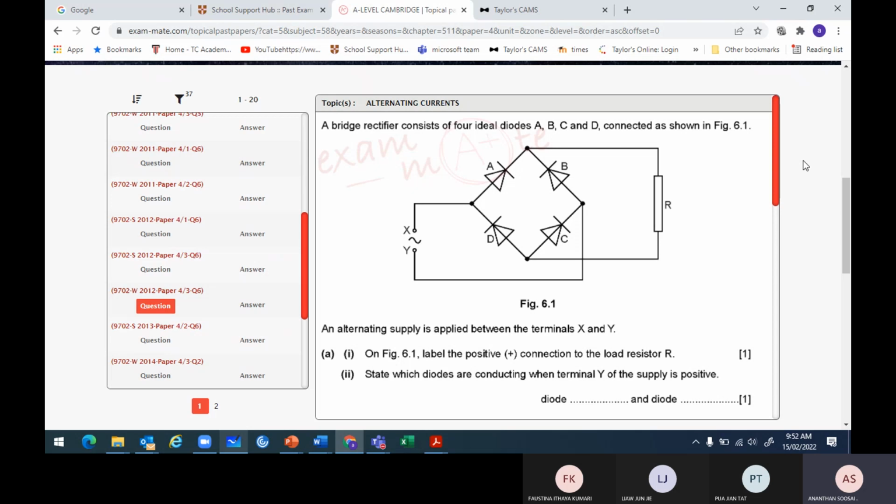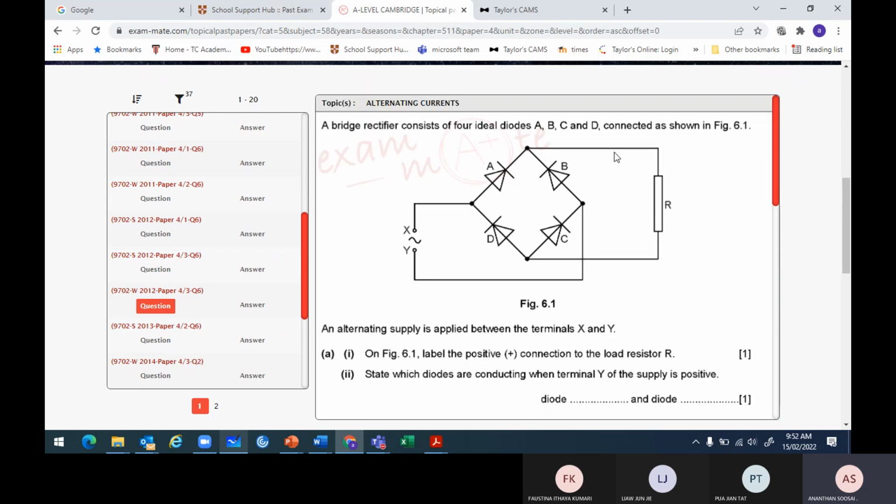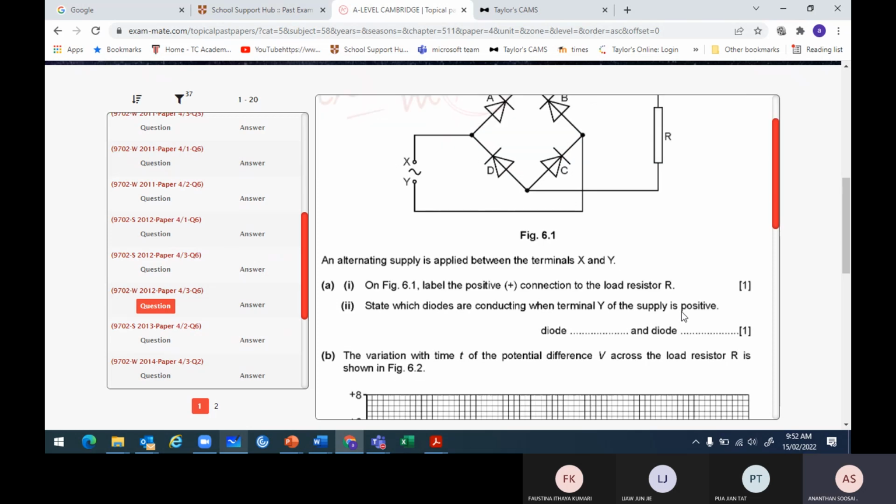The capacitor is removed, so no smoothing. It's the capacitor you added parallel to the load towards the end. In part 2, draw the symbol of the capacitor connected to increase the mean power. Where to connect? Parallel to the resistor. So you connect here, always parallel to the load.